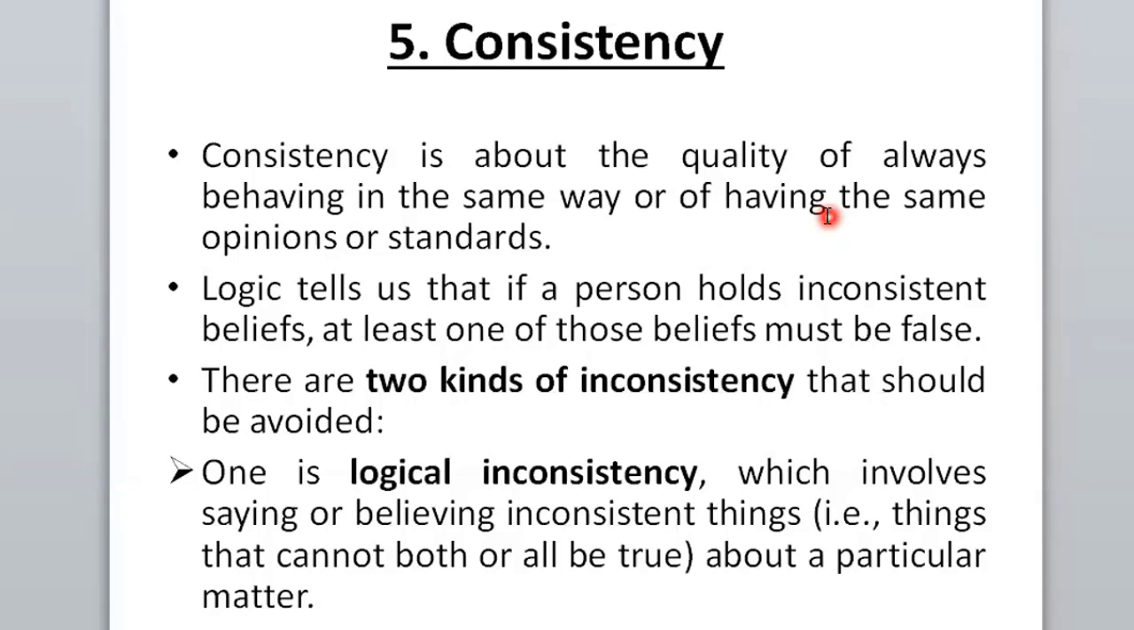So inconsistency in logic is not acceptable, totally. There are two unacceptable types of inconsistency that we must avoid as an intellectual. The first one is logical inconsistency. This involves saying or believing inconsistent things, contradictions about facts, things that cannot both or all be true. These are facts which are contradictory by themselves.